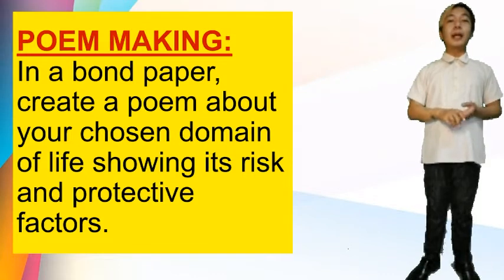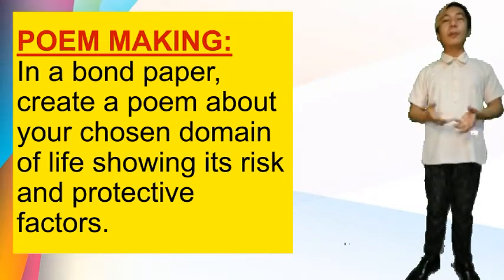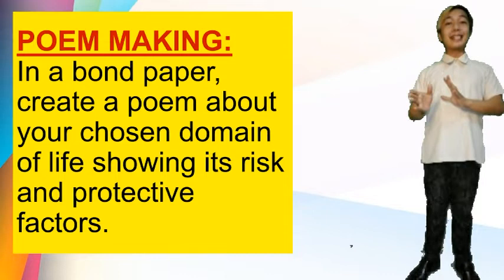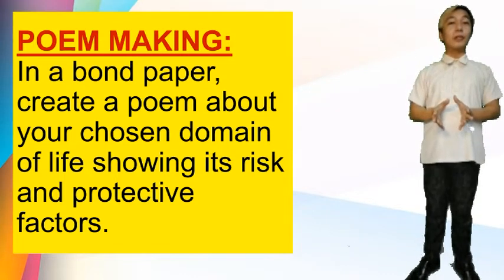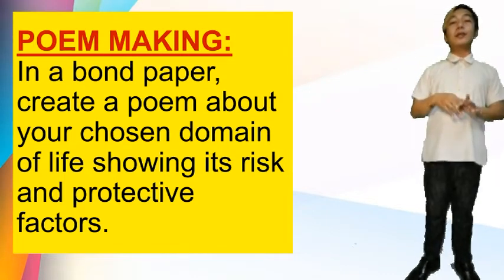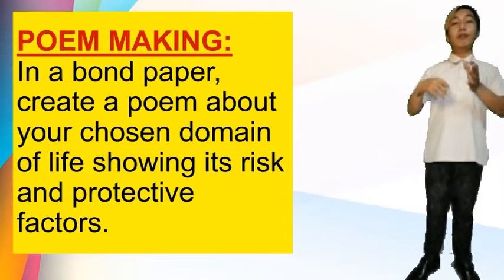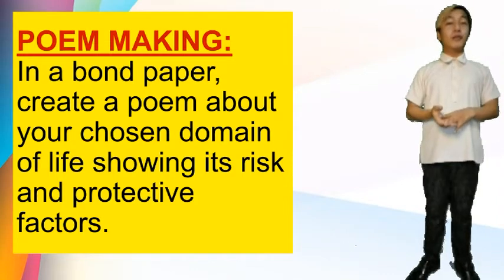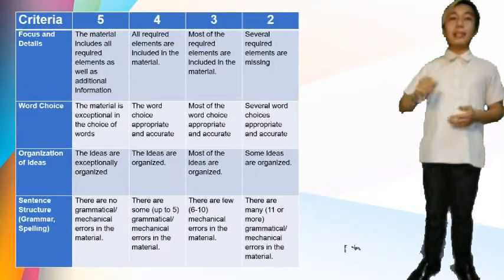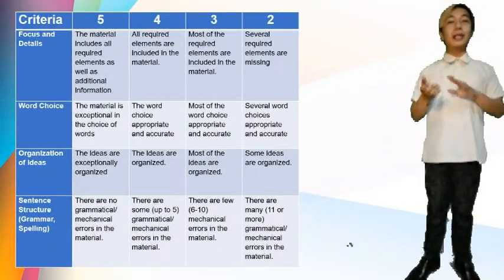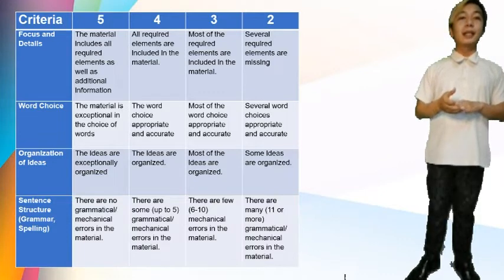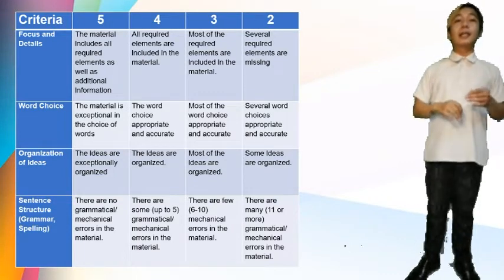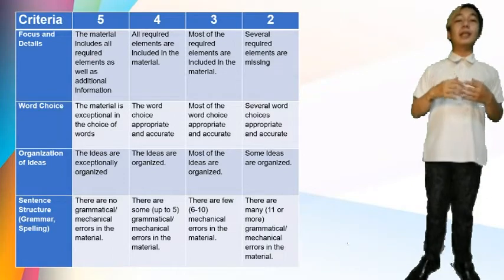On a bond paper, create a poem about your chosen domain of life, showing its risk and protective factors. So for example, you've chosen the friend. You're going to create a poem about the friend, showing its risk and protective factors. Okay? And for the rubrics of this activity, number one is the focus and details. Number two, the word choice. Number three, the organization of ideas. And of course, the sentence and grammar.